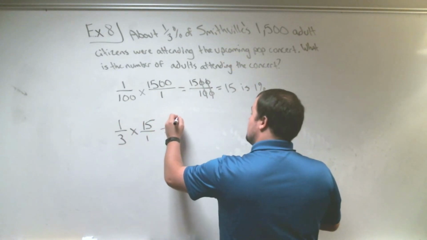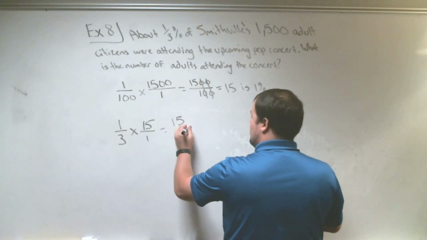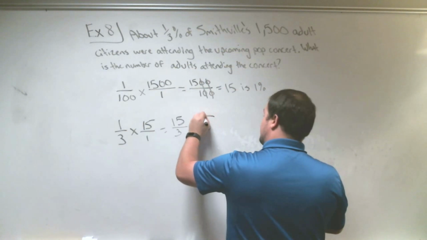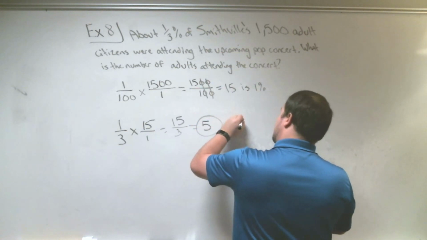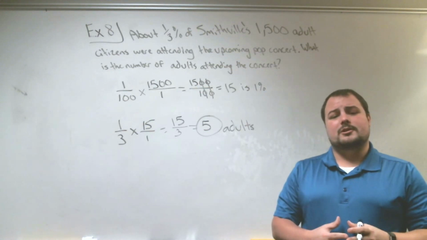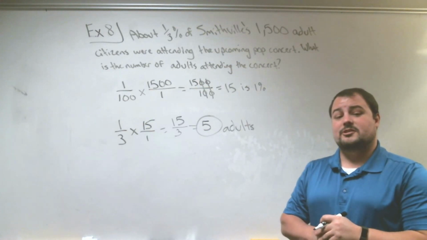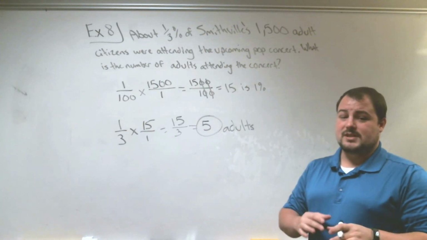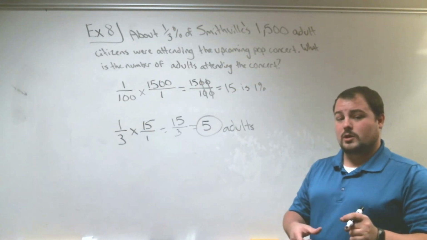1 times 15, that's 15. 3 times 1, that's 3. And 15 divided by 3 is 5. So in total, about 5 adults went to this concert. If 1/3% of 1,500 people went to the concert, that would be 5 adults. This is how you solve these problems that deal with percents that are less than 1%.